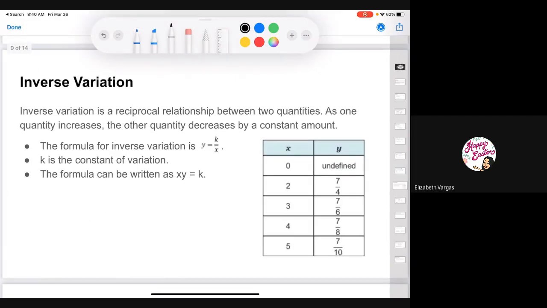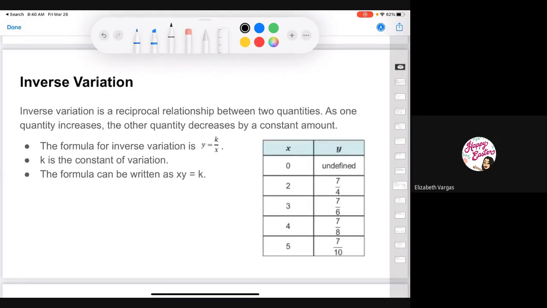Okay. Now we're going to get into something a little different. You may or may not have seen this one. I know you probably saw direct variation before, but we're going to look at inverse variation. So the inverse variation is basically just the reciprocal of your direct variation. So that's why learning about reciprocals was so important. In this one, as one quantity increases, the other quantity decreases by a constant amount.